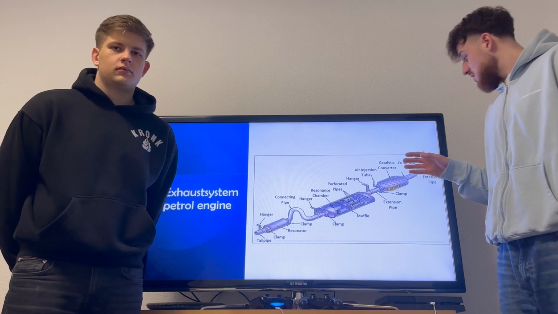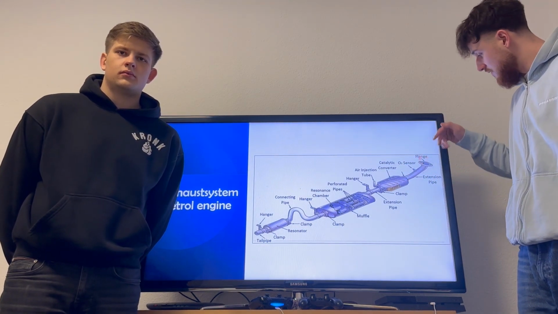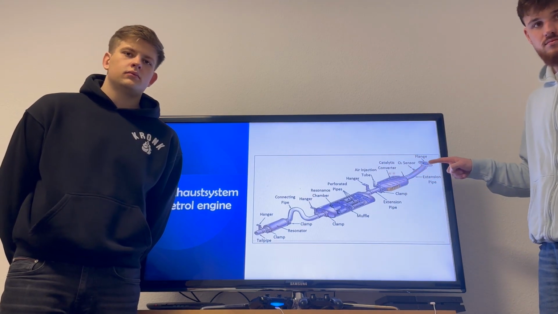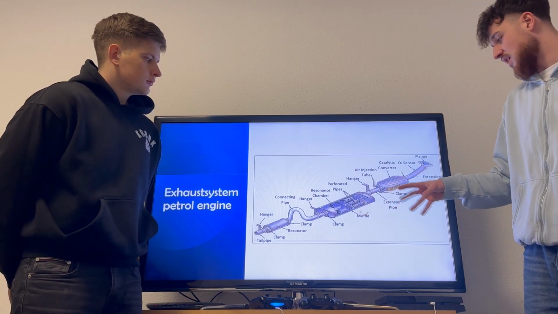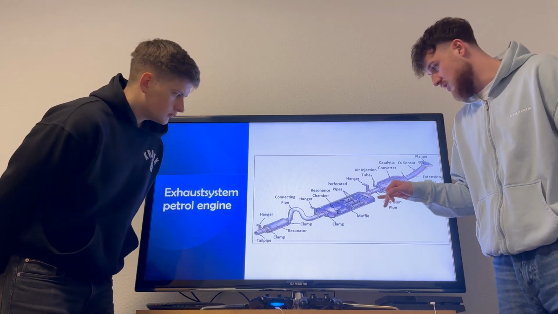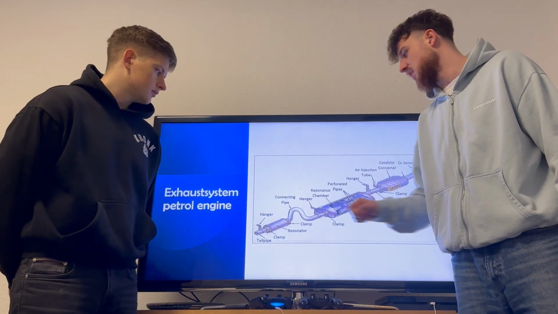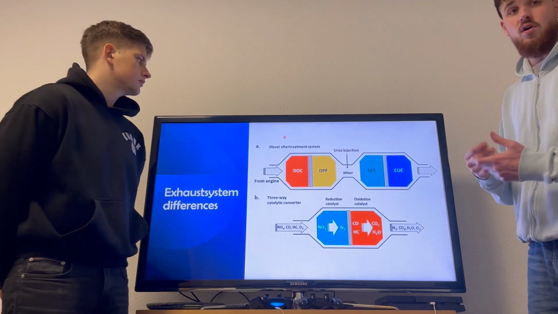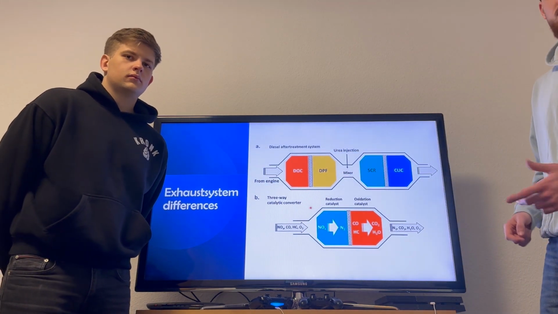Here we see a flange where the gases come out of the motor going into the flange, then to a catalytic converter, further to a muffler or silencer which silences the exhaust gases, and onto another muffler or silencer to keep the regulations. So now onto the diesel aftertreatment system and the three-way catalytic converter.